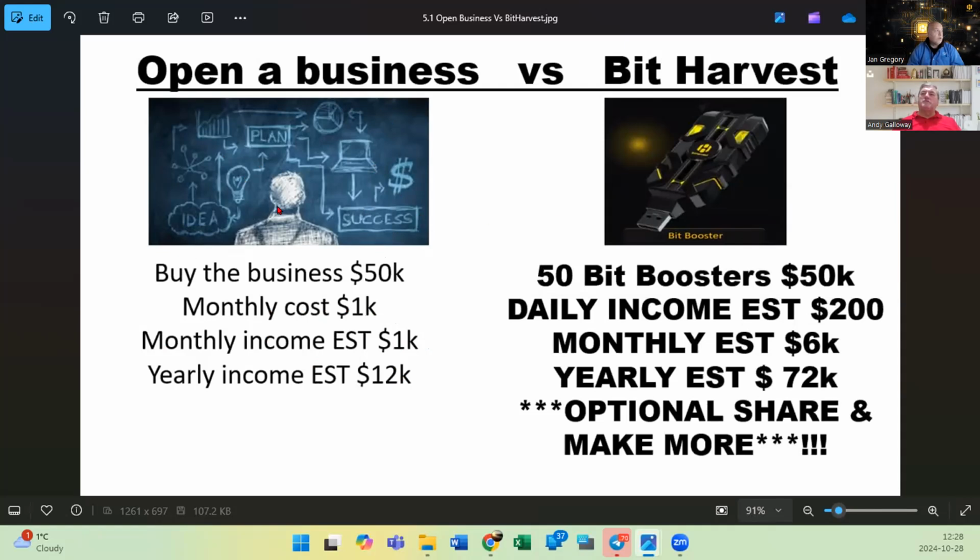Or you could take that same amount of money and put it into a booster. Now you've got assets working for you. We've already talked about assets and what they are. This is an asset that now makes you money every single day. You buy 50 of them, as an example, $50,000. Same price, but you don't have the hassles. You don't have the headache. It's a one-time cost. You don't have to buy any more every month. Your daily income, estimated $200. Your monthly income, estimated $6,000, and your yearly is estimated $72,000.